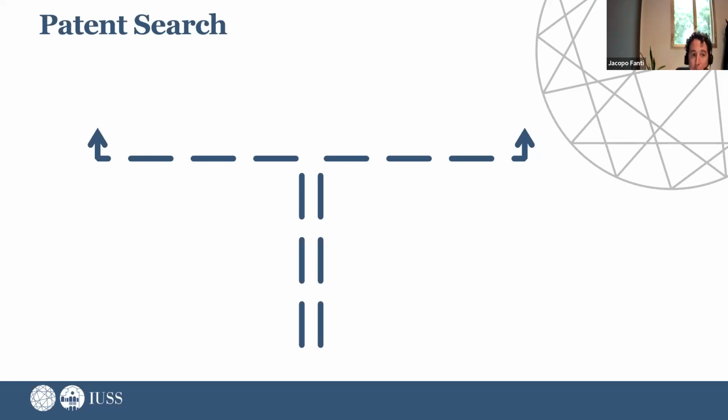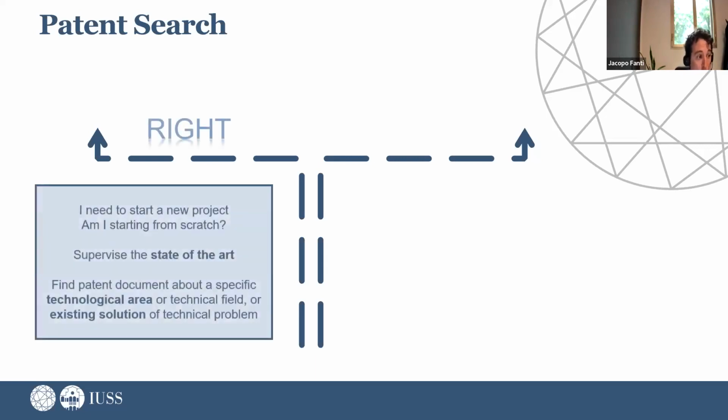But usually a researcher does not investigate on patent databases. So it is important to add this part of the story, because if you only investigate and analyze the literature, you are missing a huge part of the story in relation to the state of the art. You are missing information. So we need to launch patent search.